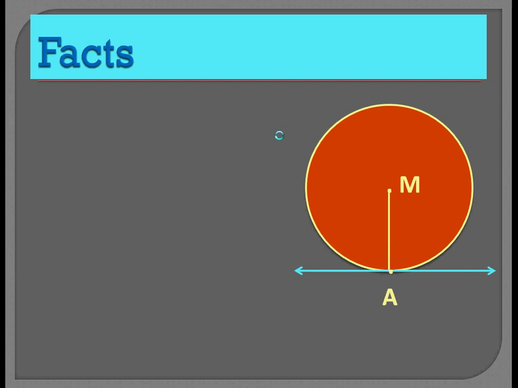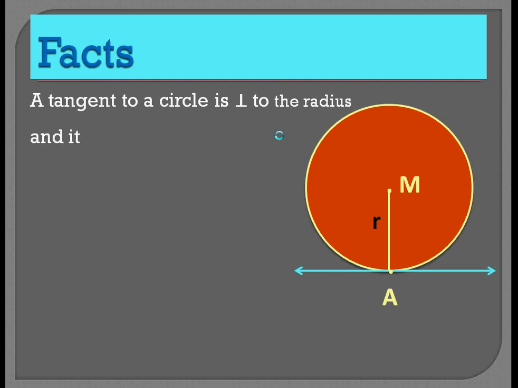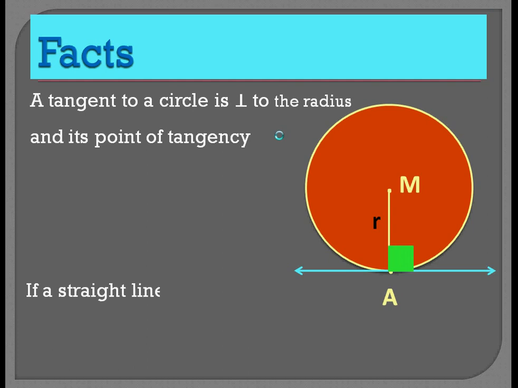Let's draw a line segment MA perpendicular to the straight line. So we can say that the tangent of a circle is perpendicular to the radius, but from what? From the point of tangency. So we can say that the tangent is perpendicular to the radius from the point of tangency. So MA is perpendicular to L.